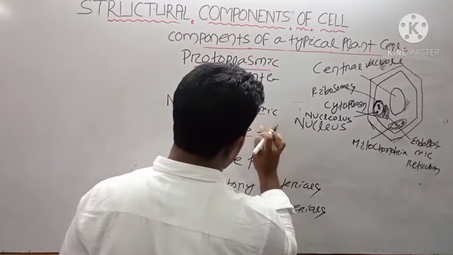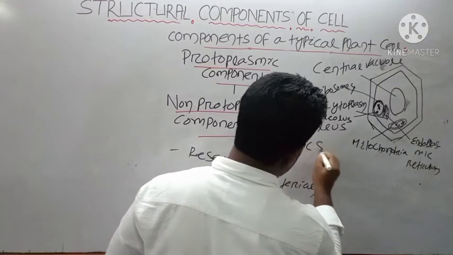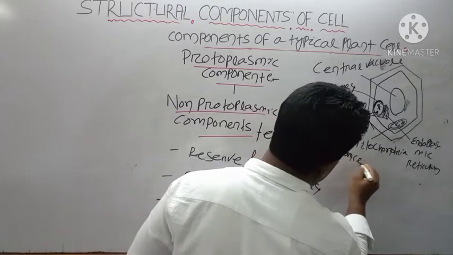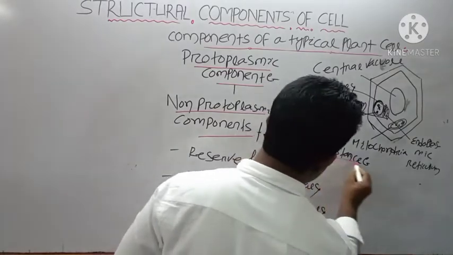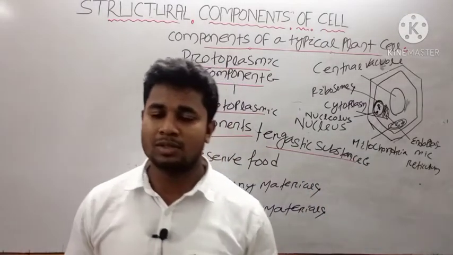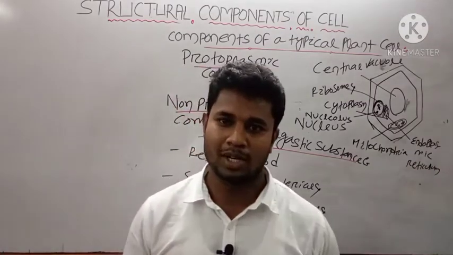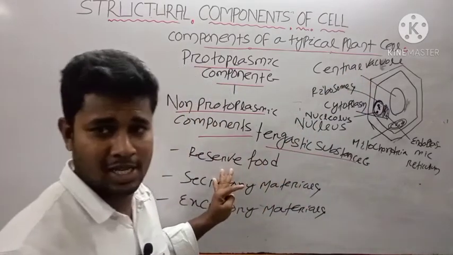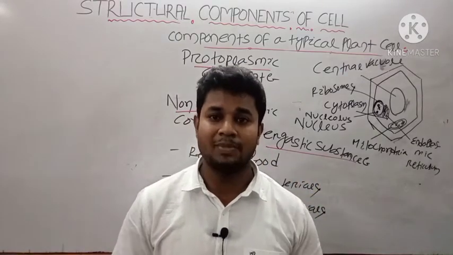Non-protoplasmic substances are also known as ergastic substances. There are mainly two components: protoplasmic and non-protoplasmic. Protoplasmic components are living and non-protoplasmic components are the storage products. Then we will discuss in detail the structure of the cell wall.